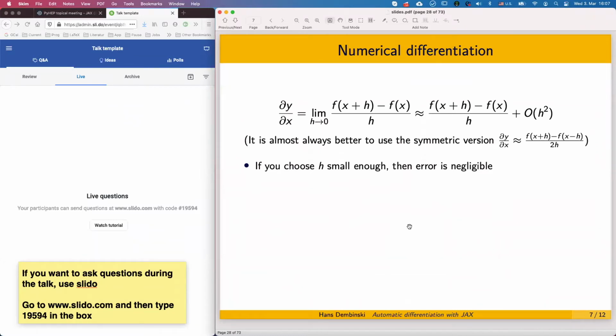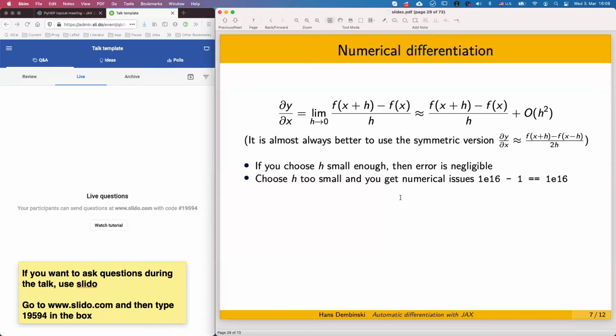So numerical differentiation basically means you replace this limit just by a finite value of h, and then you compute this, and you know from Taylor expansion that this is then order h squared accurate. If you make your h small enough, then you can neglect this other term and you have your derivative. Great. By the way, this is not how it's normally computed. In most cases, you want to have this symmetric formula here, which is more accurate.